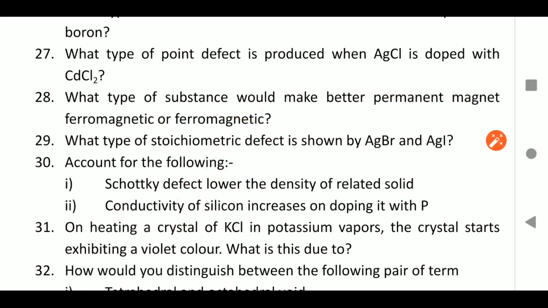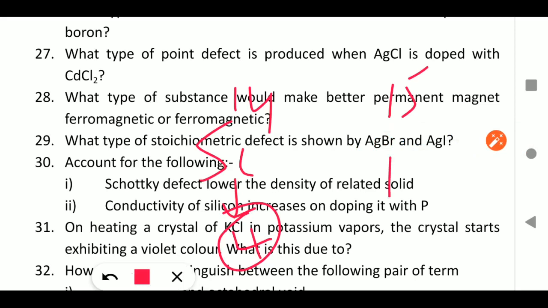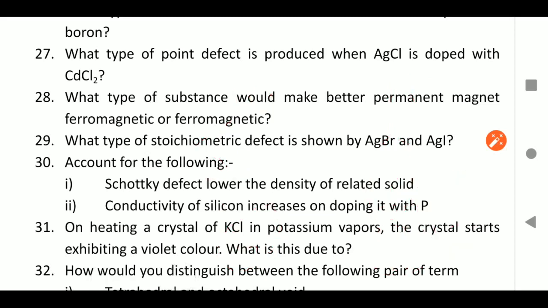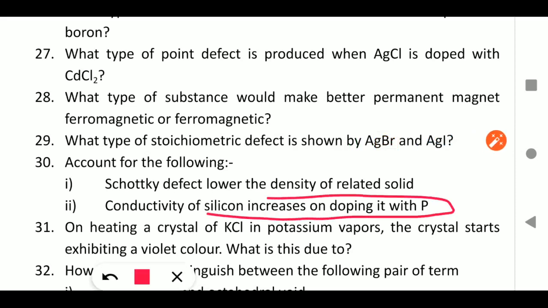Second, conductivity of silicon increases on doping it with phosphorus. So students, again silicon is an element of group 14, so you will say it has 4 valence electrons. Phosphorus belongs to group 15, so it has 5 valence electrons, so it has an extra electron, meaning negative charge. So when silicon is doped with phosphorus it will form an n-type semiconductor, so its conductivity will be increased.